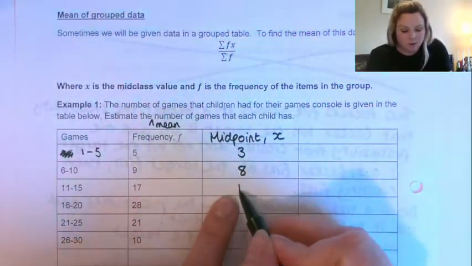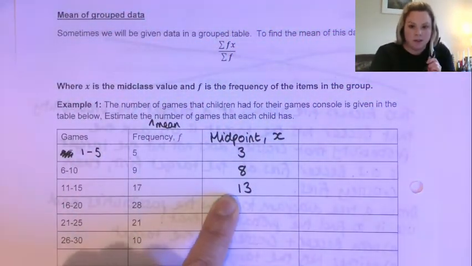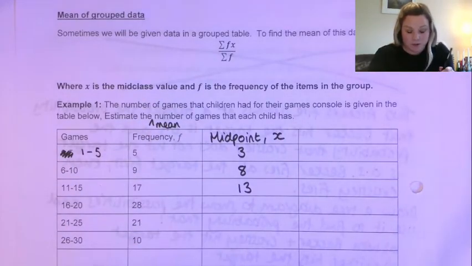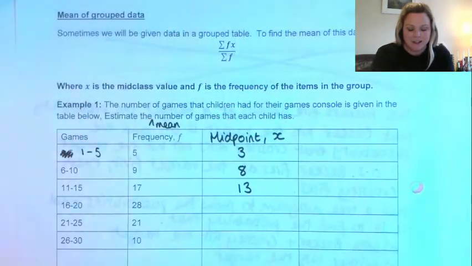11, 12, 13, 14, 15. 13 was the middle of that group. Now, you could keep doing that for the rest of these. However, all groups aren't going to only have 5. It's not always going to be as easy to count like that.